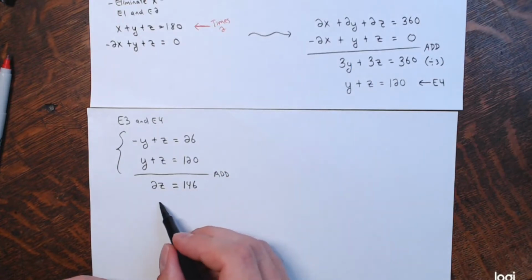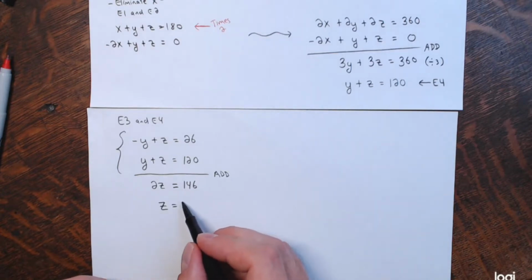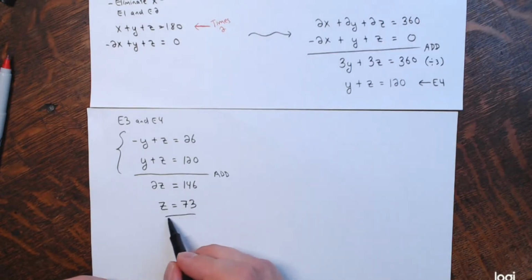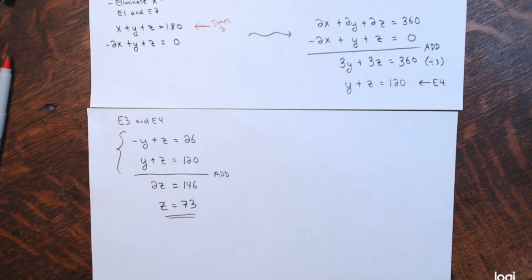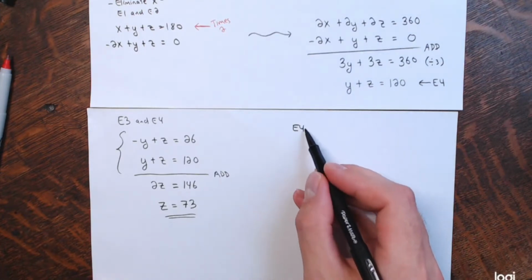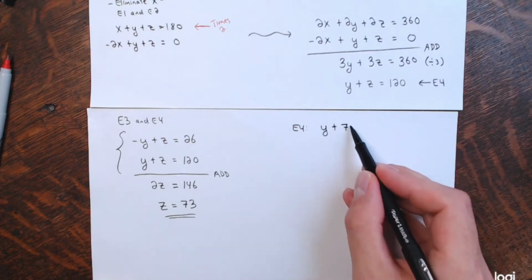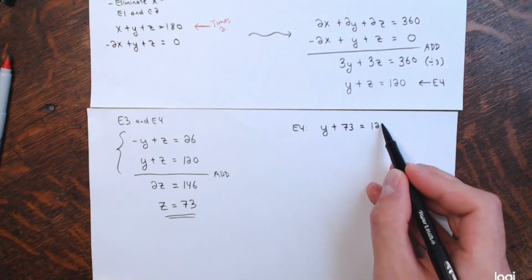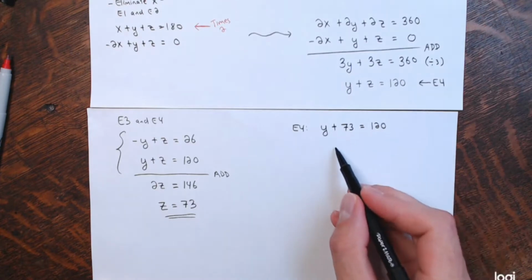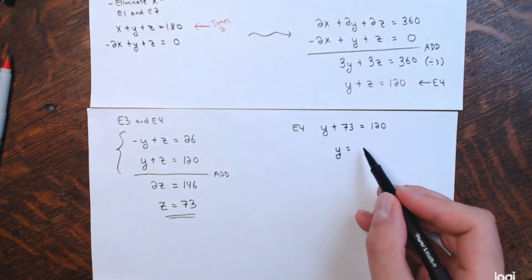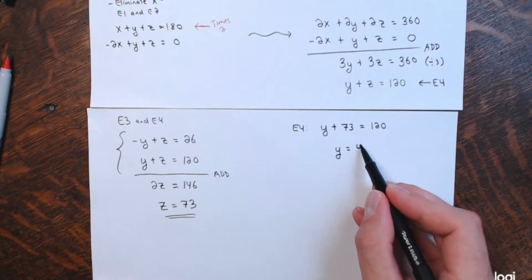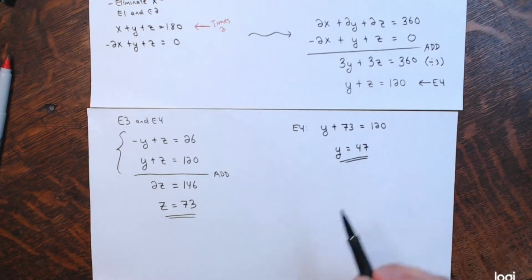Dividing by 2, we have z equals 73. So there's the z value. That's the measure of the third angle. That's what z represented. And then I'll go into equation 4, and we have y plus z, so y plus 73 equals 120, and then subtracting 73, y would be equal to 47 degrees. So there's the measure of the second angle.